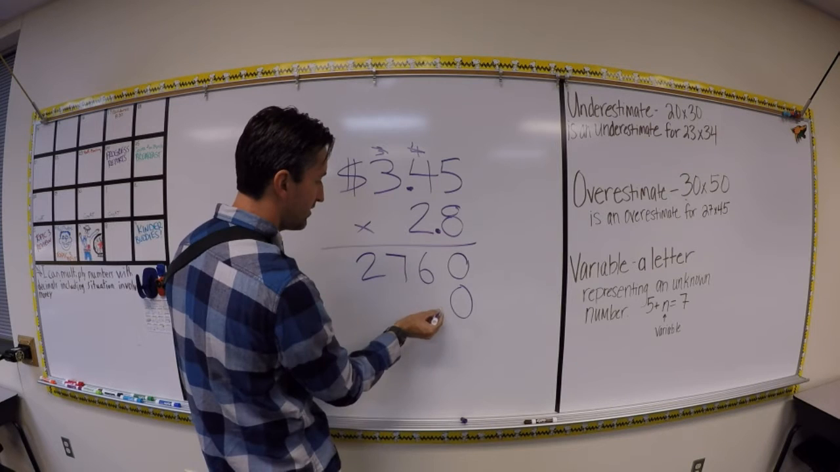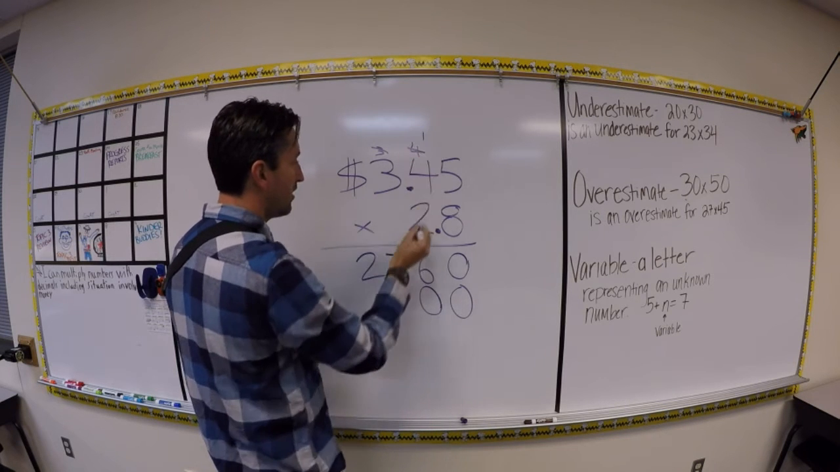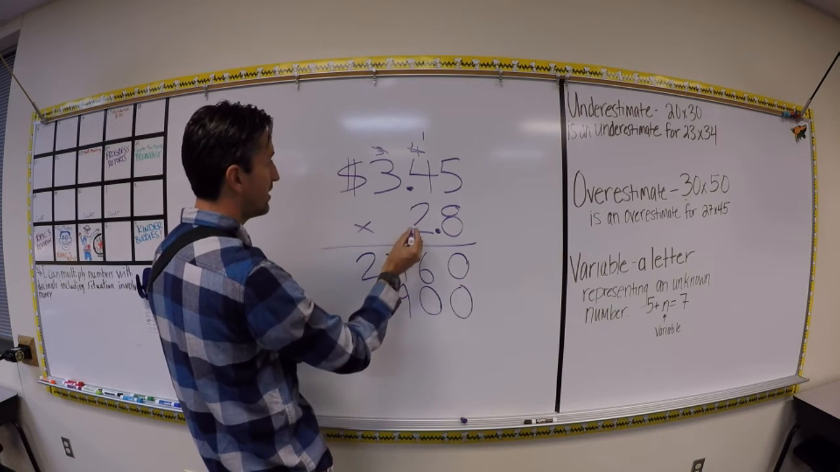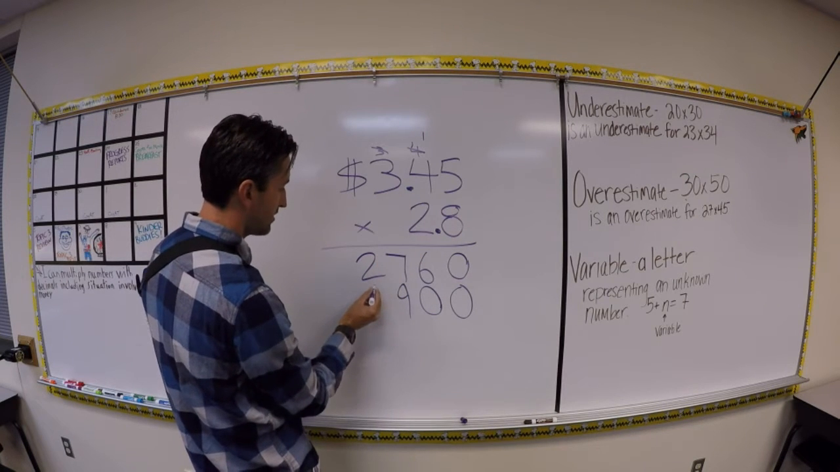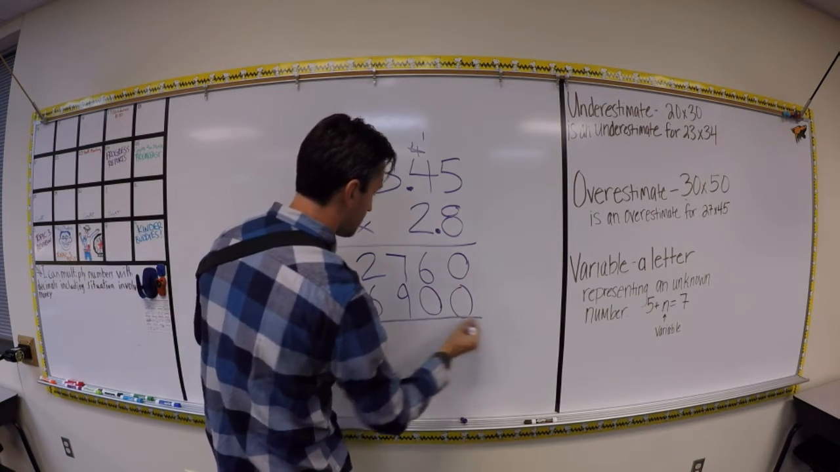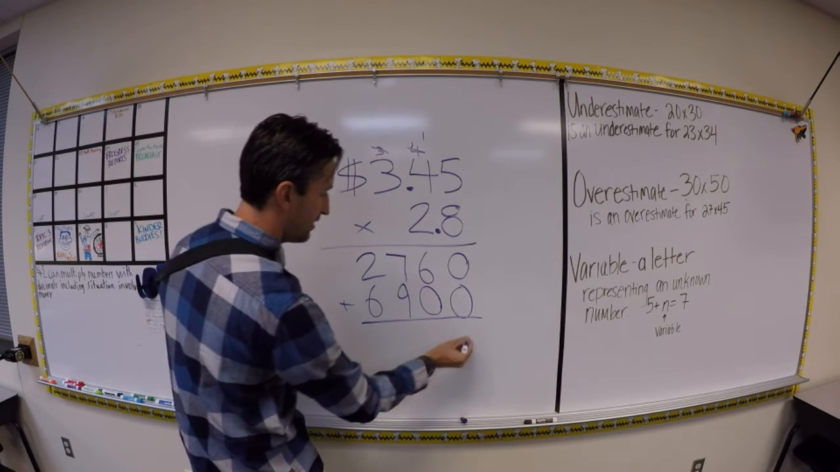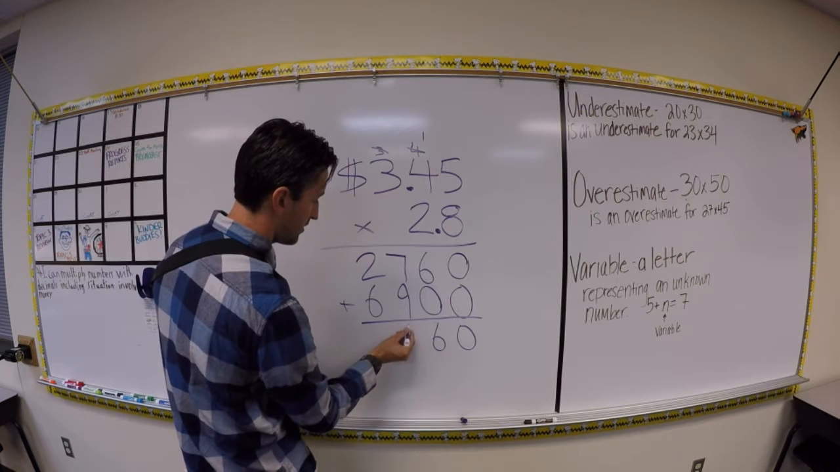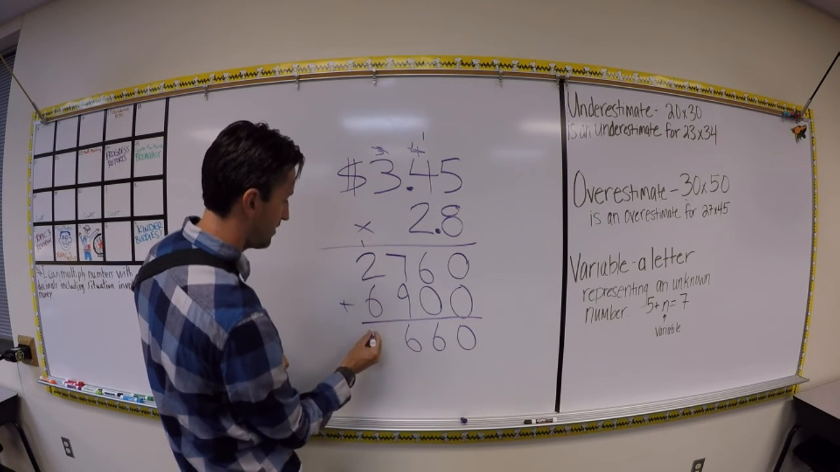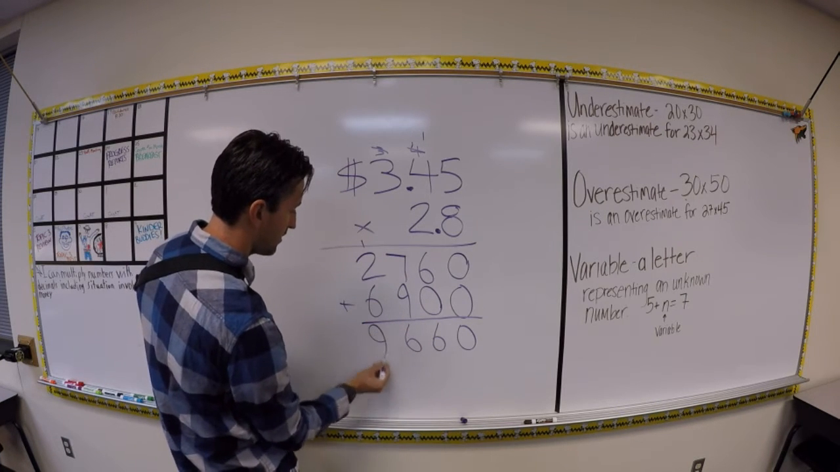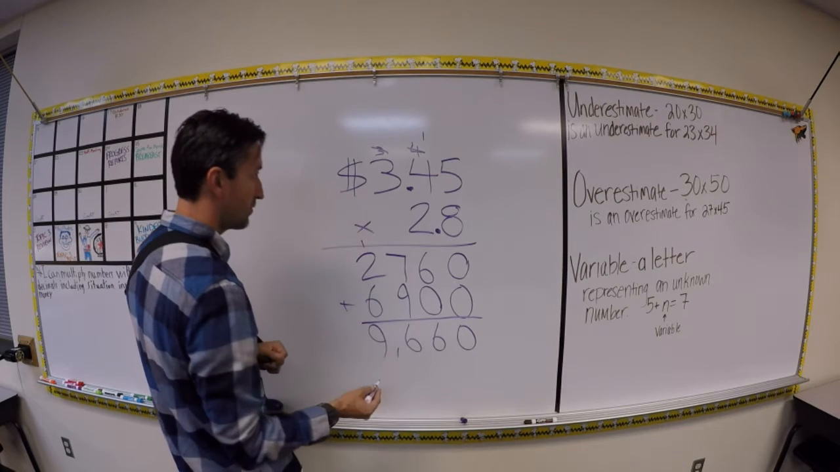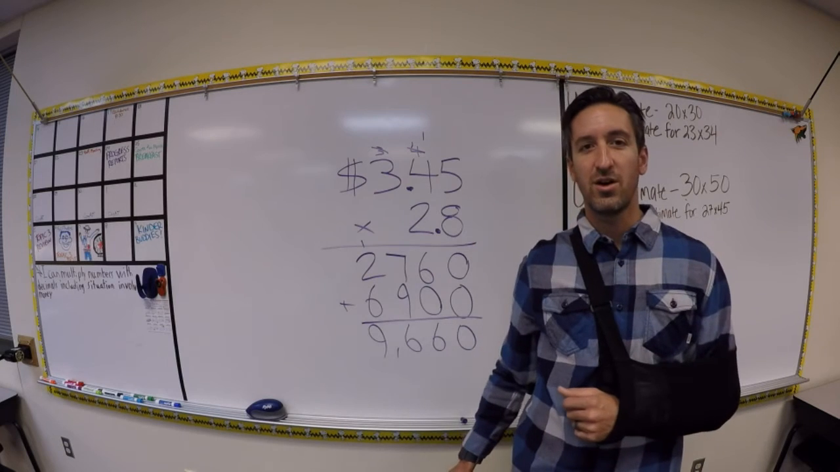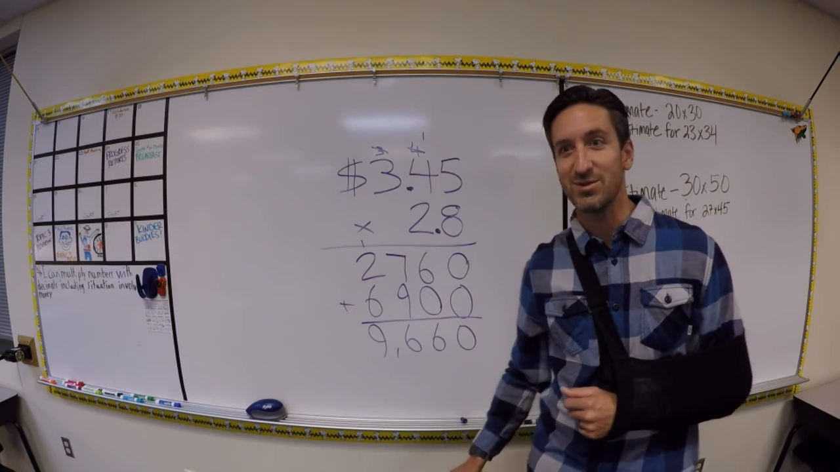2 times 5 is 10. 2 times 4 is 8, plus 1 makes 9. 2 times 3 is 6. Now we can add. So we get 9,660. Oh wait, I forgot to put in my decimals.